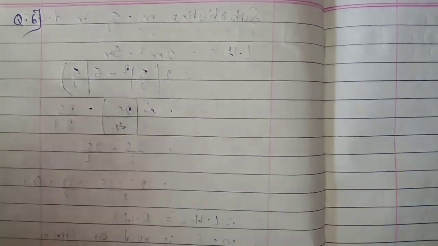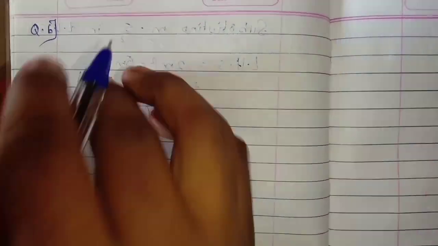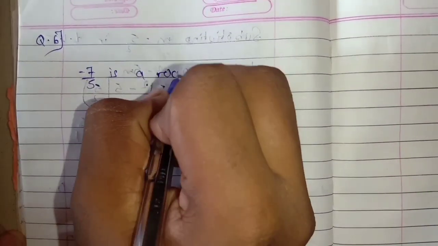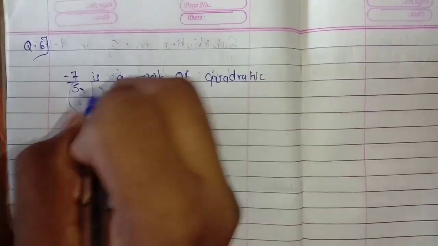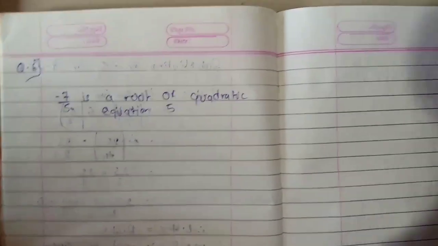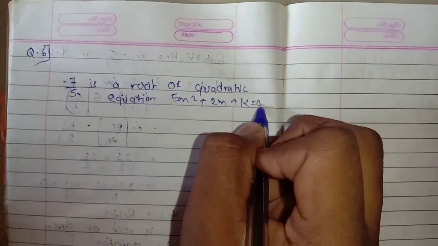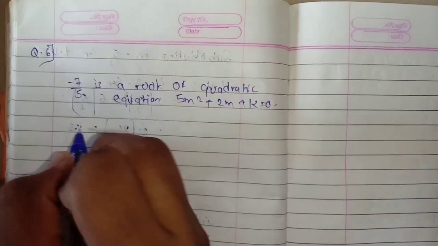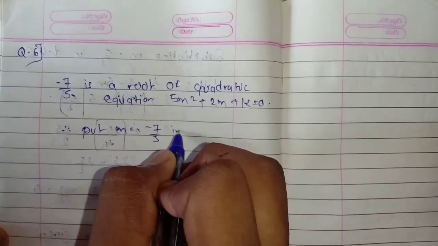In the activity form we find the value of k, but we will directly solve it. So in the first box we write that minus 7 upon 5 is a root of the quadratic equation, which is 5m square plus 2m plus k is equal to 0. So we put the value minus 7 upon 5, that is, put m is equal to minus 7 upon 5 in the equation.